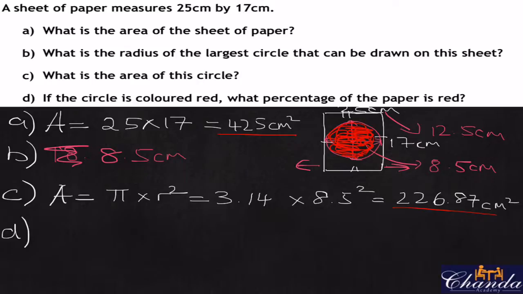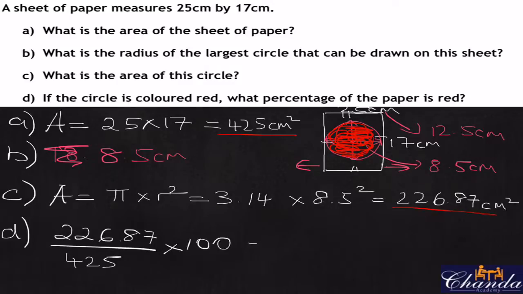So it is simply 226.87 out of a total of 425. Then you multiply this by 100, and we get a value of 53.4%. So if the circle is colored red, what percentage of the paper is red? 53.4% of the paper is red. Okay, so let's move on to the next question.